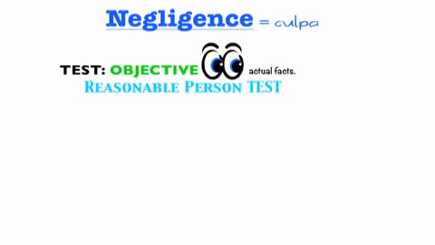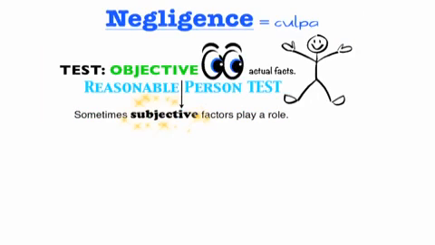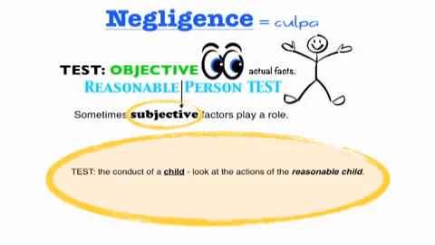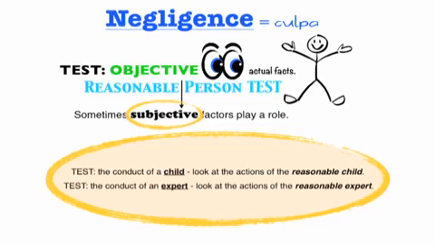Although the test for negligence is objective, sometimes subjective factors play a role. For example, when testing the conduct of a child, the court will look at the actions of the reasonable child. When testing the conduct of an expert, the court will look at the actions of the reasonable expert.